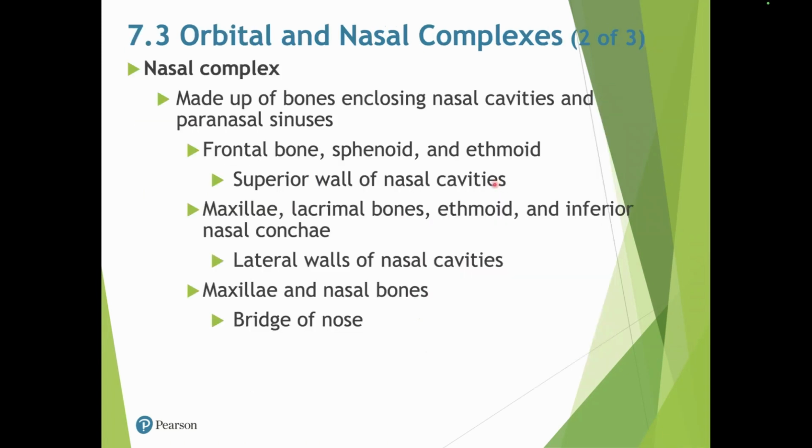So with that nasal complex, it's made up of bones that enclose the nasal cavity and the paranasal sinuses. So you have your frontal bone, your sphenoid bone, and your ethmoid bone. Those are going to form the superior wall of the nasal cavities. You also have your maxilla, your lacrimal bones, ethmoid, and your inferior nasal concha. Those are going to form the lateral walls of the nasal cavities. And then you have your maxilla and your nasal bones. That is going to form the bridge of the nose.